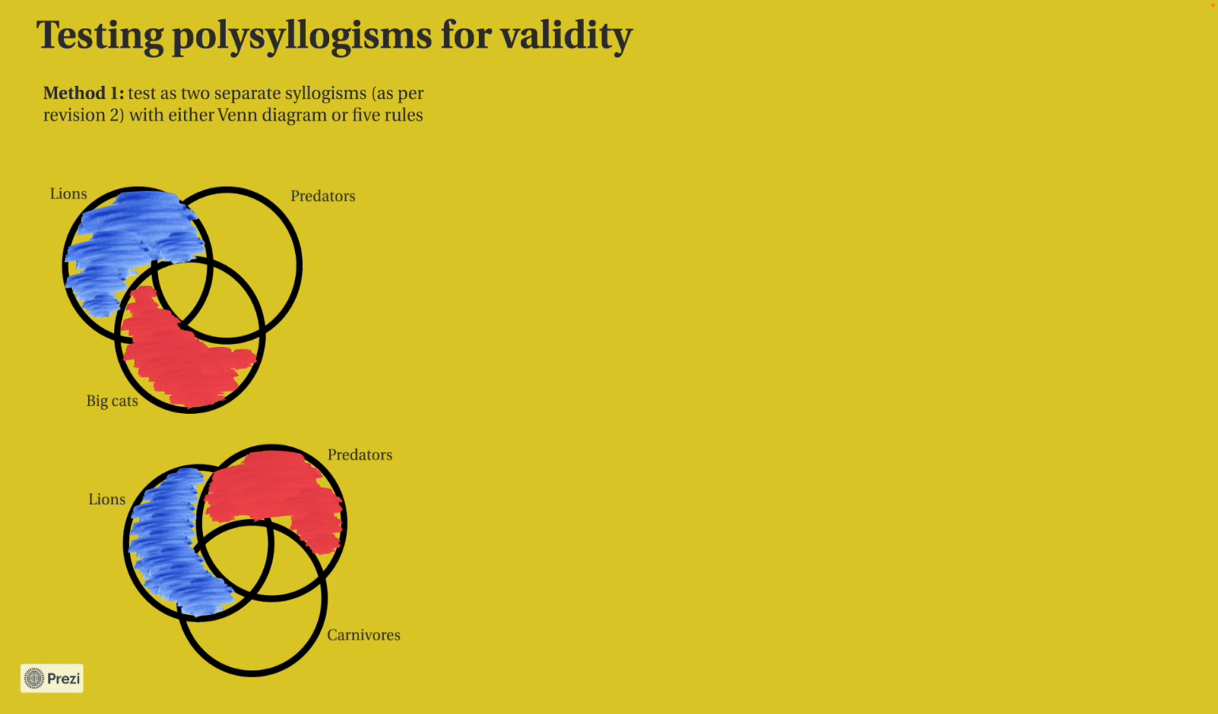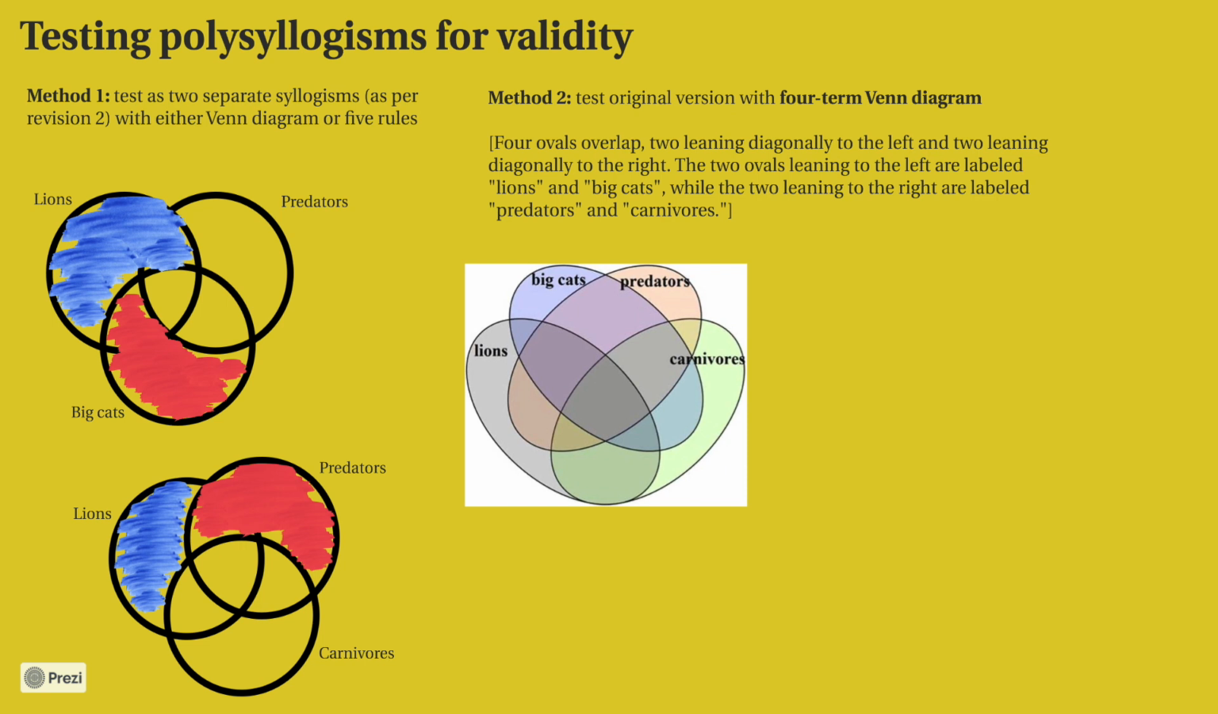But there is another method, as there are ways to make a Venn diagram account for more than just three categories. In this case, we could use a four-term Venn diagram. Here we would need four ovals overlapping, two leaning diagonally to the left and two leaning diagonally to the right. The two ovals leaning to the left are labeled lions and big cats, while the two leaning to the right are labeled predators and carnivores.